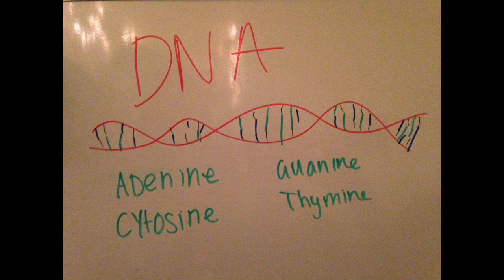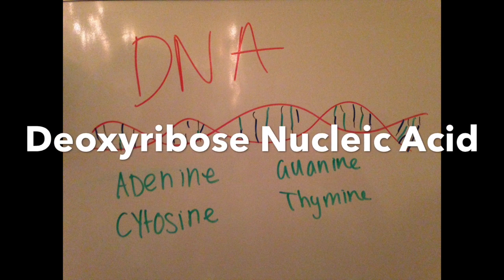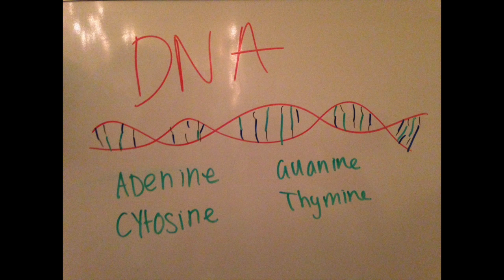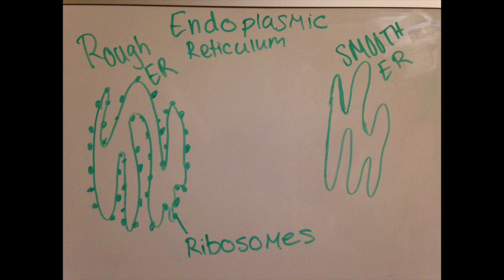DNA, deoxyribonucleic acid, is found in the nucleus. It is genetic info that is the main component in chromosomes. A molecule of DNA is formed by complementary nitrogenous bases. They are adenine, thymine, cytosine, and guanine.